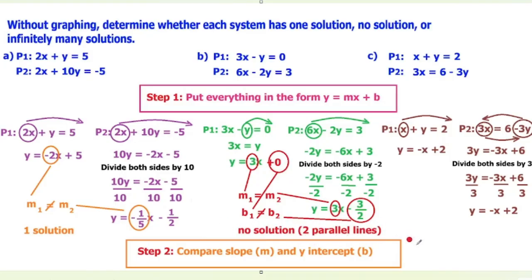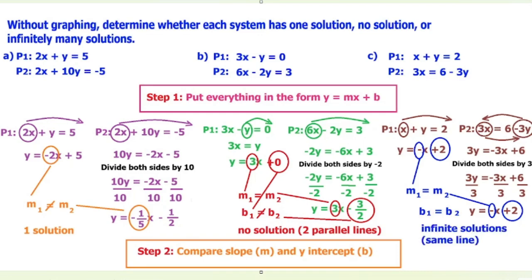These are two parallel lines. And then finally for this one, the slopes are the same and the y-intercepts are the same. So that means there are infinite solutions. These are the exact same lines. They just lay on top of each other. Okay? So that's it. That's all there is to that problem.